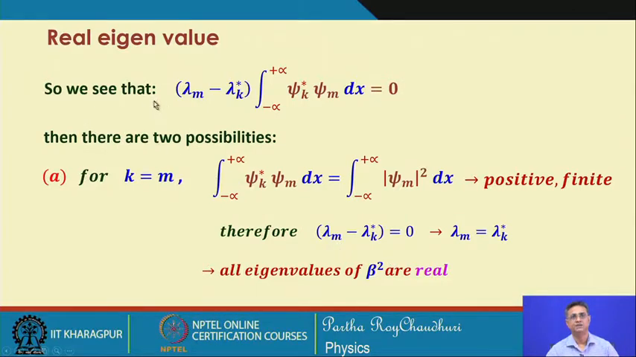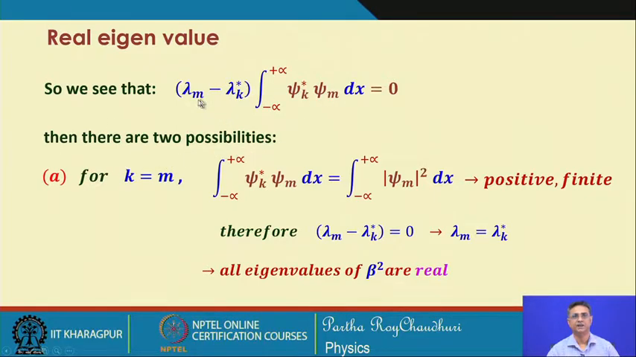So, we see that this quantity, (lambda m minus lambda k star) times the integration from minus infinity to plus infinity of psi k star psi m dx, equal to 0, is a very well known form of this integral. So, this tells you that there are two possibilities.